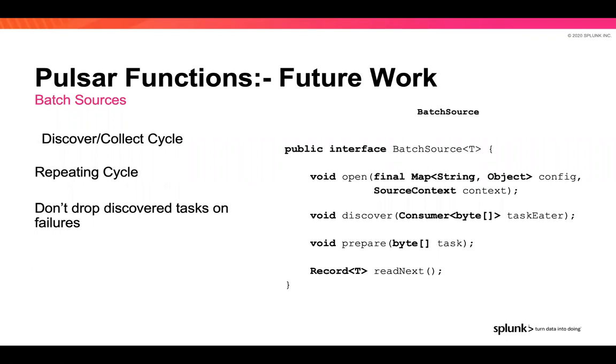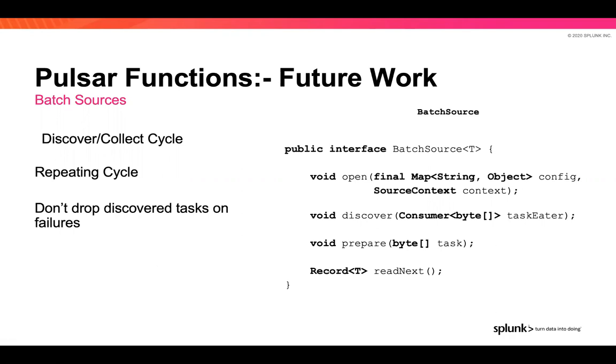And then it calls what's called the discover phase, where it says, okay, let's scan the S3 bucket and identify the work I have to do. Then it generates a bunch of tasks and publishes those to an intermediate topic. And then the prepare method gets called for each one of those, and it can process those things in parallel.